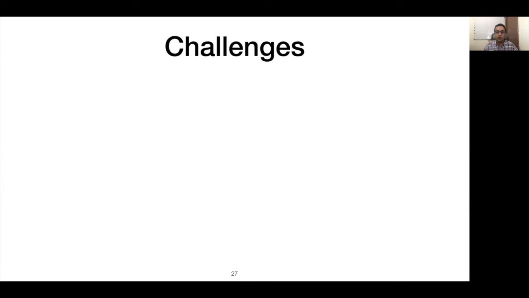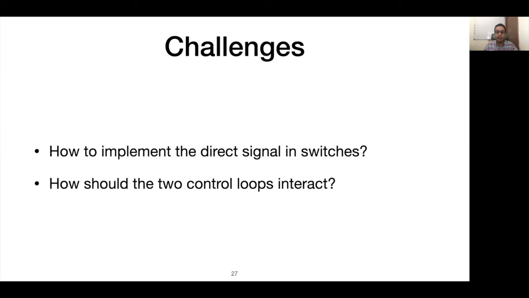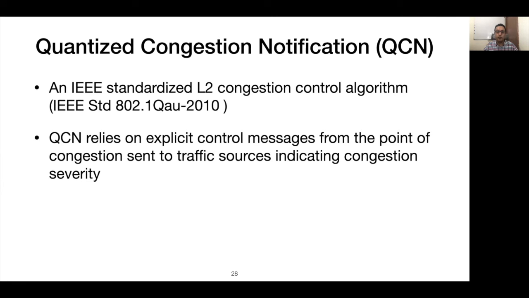Realizing the second control loop poses a couple of challenges. The first challenge is how to implement the direct signal in modern data center switches. The second challenge is how to define the interaction between the two control loops. I'm going to focus on the first challenge in the talk, and you can find the details of the second challenge in the paper. To implement the direct signal, we leverage the QCN standard, which is already implemented in several data center switches deployed in production.